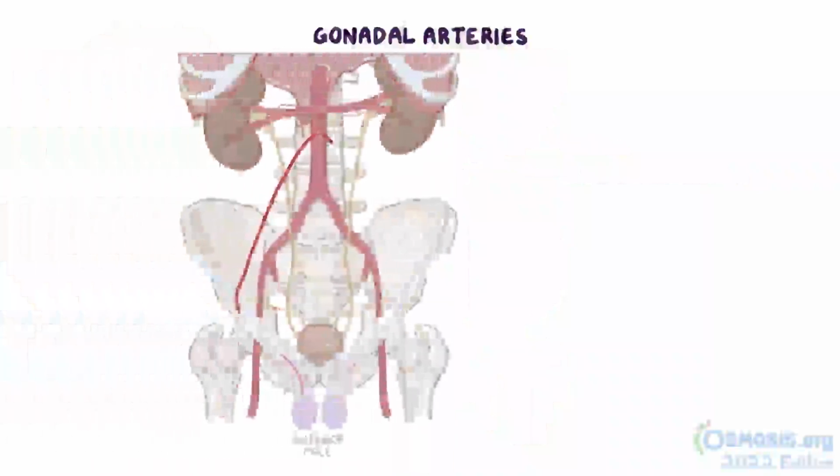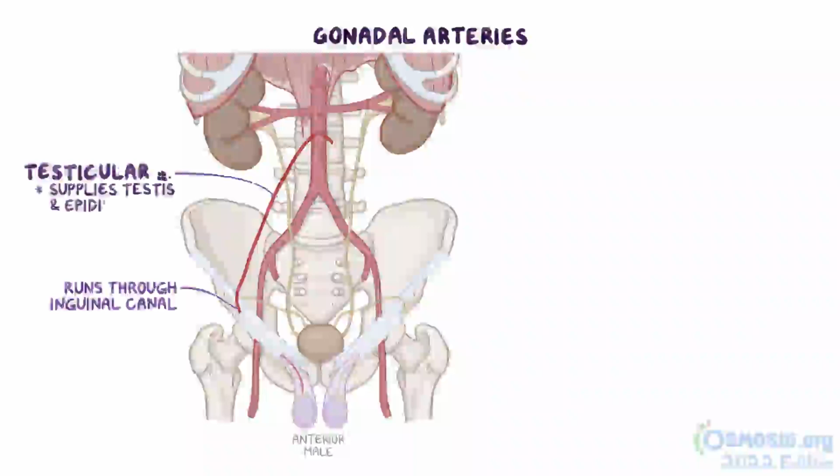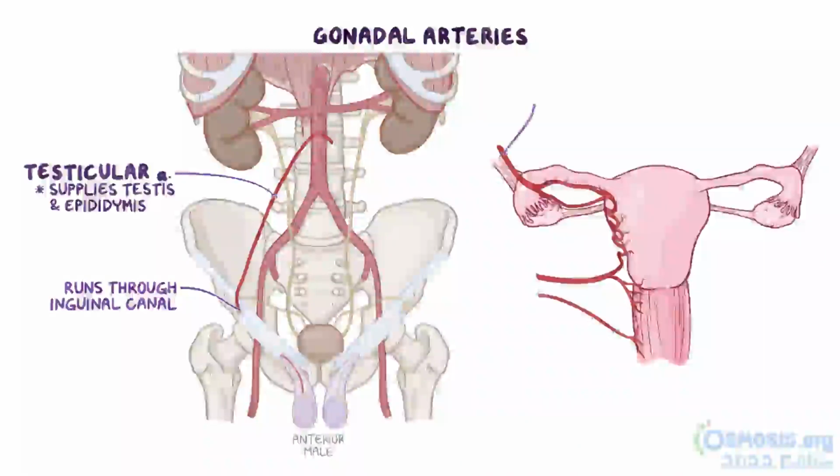Now, the distal extension of the gonadal arteries differs between males and females. In males, the testicular artery runs through the inguinal canal and enters the scrotum to supply the testis and the epididymis. In females, each ovarian artery gives two branches. These are the ovarian branch, which supplies the ovaries, and the tubal branch, which supplies the fallopian tube.